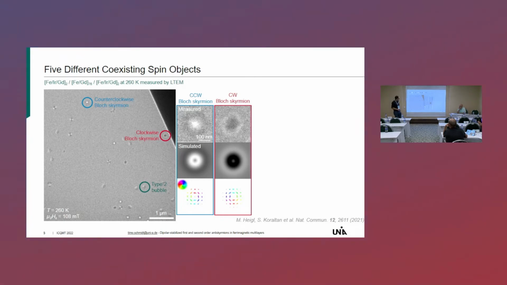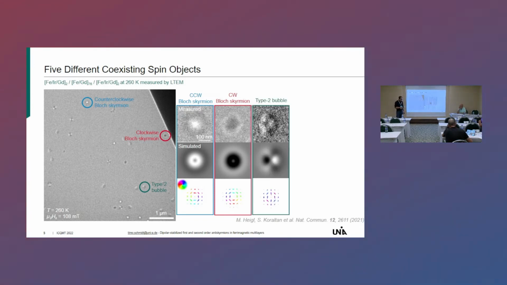The next thing we have here is a bubble, a type 2 bubble, we call that. And that differentiates itself a little bit from the other objects. So this is an object that is not topologically protected in that sense. So you could have a uniform transformation to get that into the saturated state. So it's not topologically protected and not that stable. But also here, the simulated picture really fits the measured one really well.